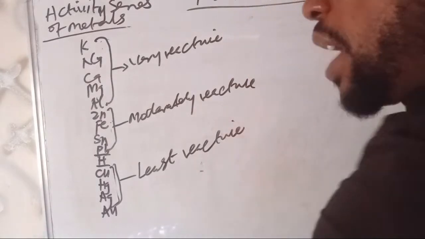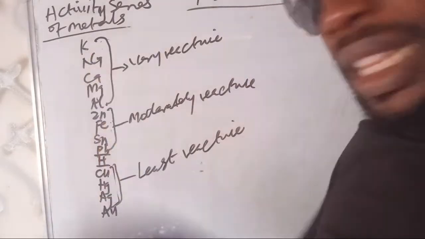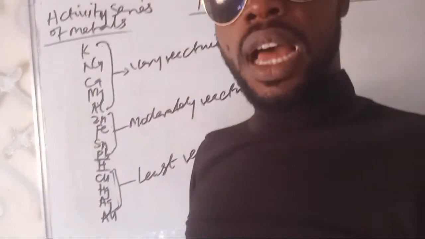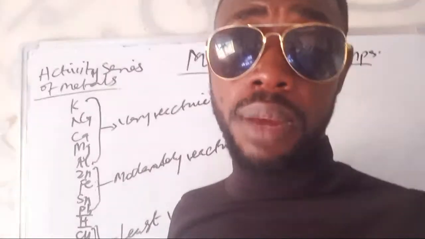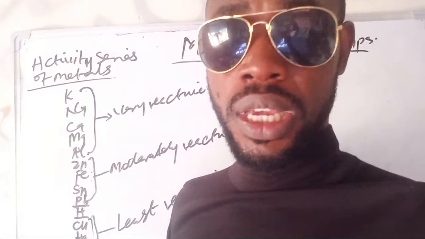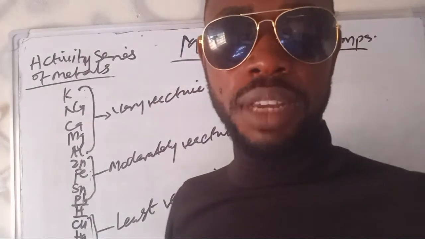And it might interest you to know that these are not the only metals we have. Among about 118 elements or more we have in the periodic table, about 75 of them are actually metallic elements.